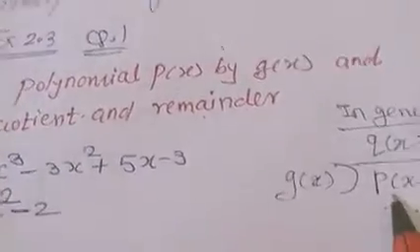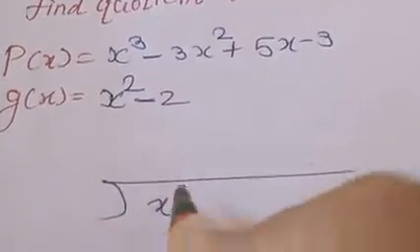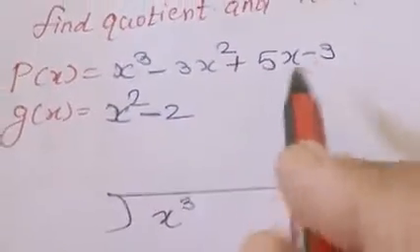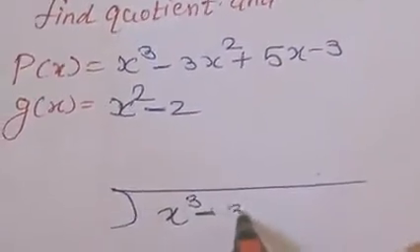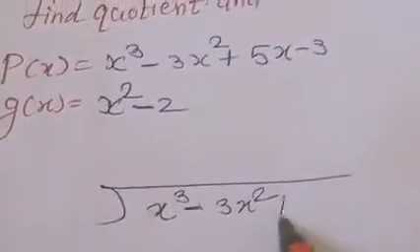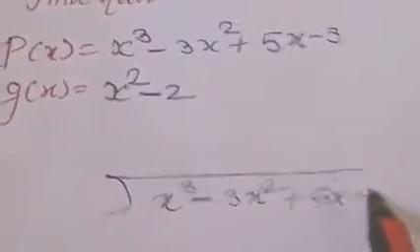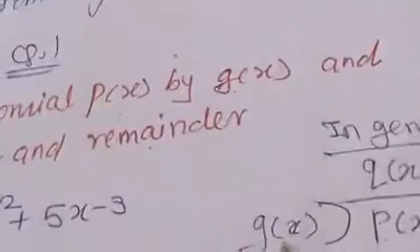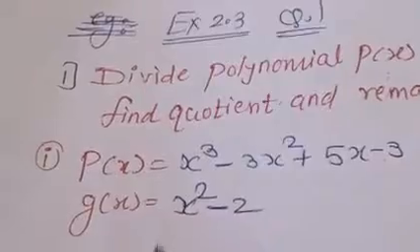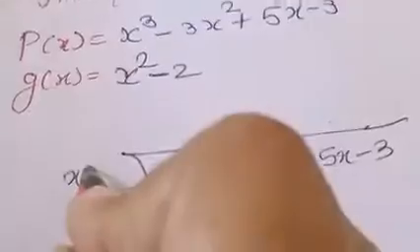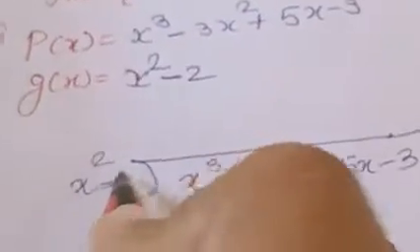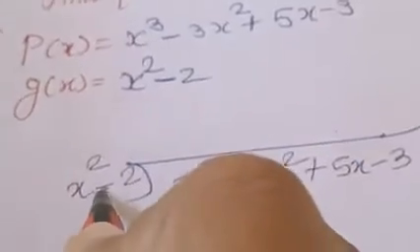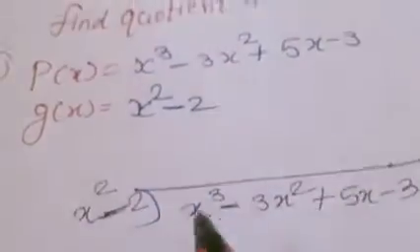Now at the place of p(x), we copy the polynomial p(x) that is given in our question. What is that? x cube, see here, I am writing from here only, x cube minus 3x square plus 5x minus 3, divided by g(x). g(x) is at this place. Then copy g(x), which is x square minus 2. This is the minus sign.